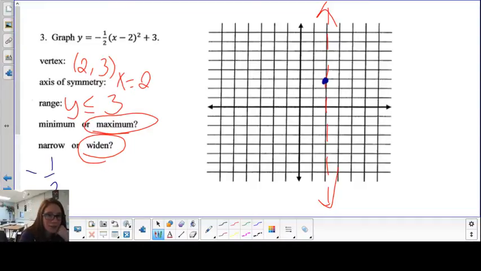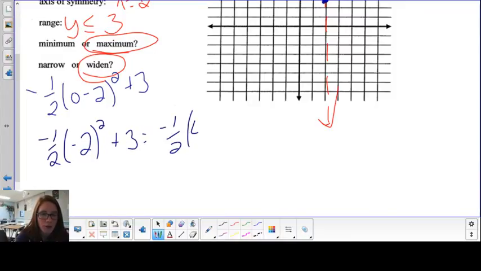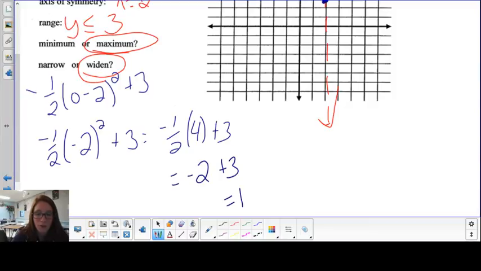So I have -1/2 times 0 minus 2 squared plus 3. So 0 minus 2 is -2. So I have -1/2 times -2 squared plus 3. -2 squared is +4 because it's -2 times -2. Remember, fractions are just division, so I essentially have 4 divided by -2, which will give me -2. And I have -2 plus 3, which is going to give me 1. So my point is 0, 1.